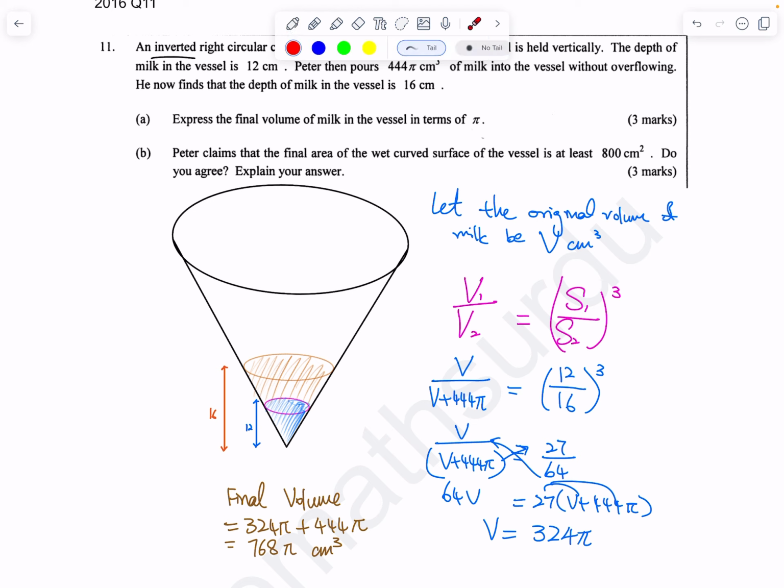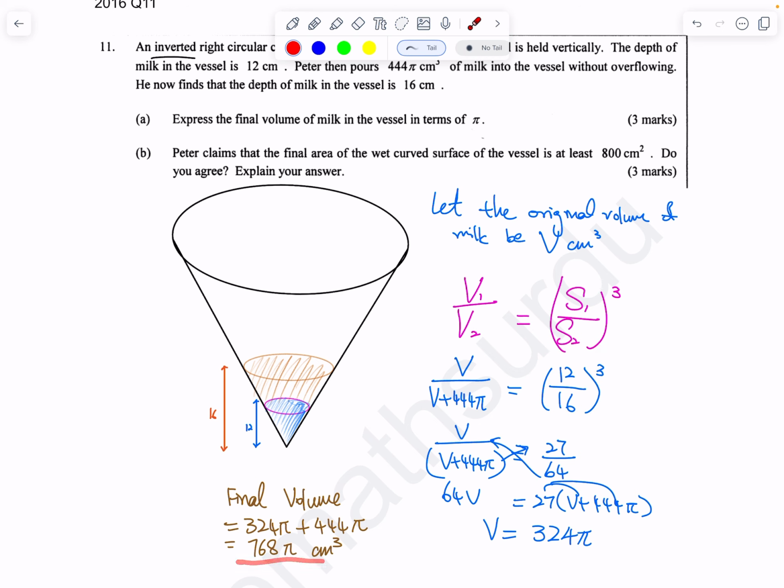So you can use this as the V, or actually another way is that you could make the whole thing as the V. That means the big thing is the V. And then the smaller thing will be V minus 444 pi. So it's up to you, okay? And then actually, even if you just write this part, there's one mark for it. So volume ratio is this thing. This is 1 mark, and then this will be 1 mark, and the final answer will be 1 mark.